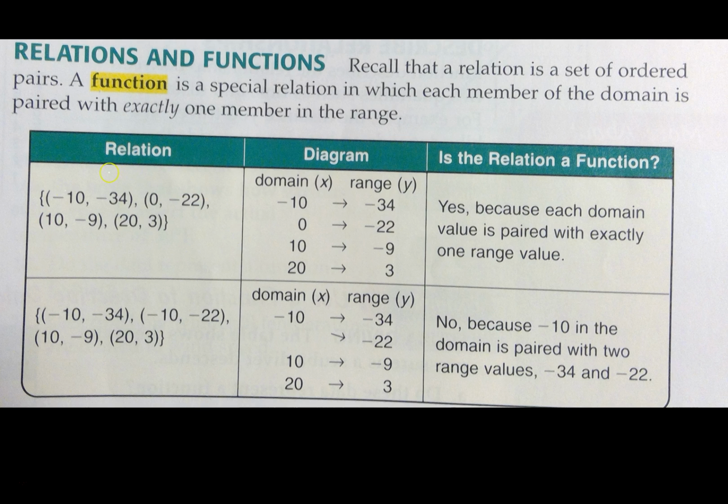So if I have a relation with ordered pairs, negative 10 goes to this, 0 goes to this, 10 goes to this, 20 goes to this. Perfect. Yes, this is a function because it has exactly one value in the range for each x value. So domain x, range y, one value each. In this other set, negative 10 is going to two things. Negative 10 is listed twice. That's your first key. Because there are two values, it doesn't follow the exactly one member in the range rule.